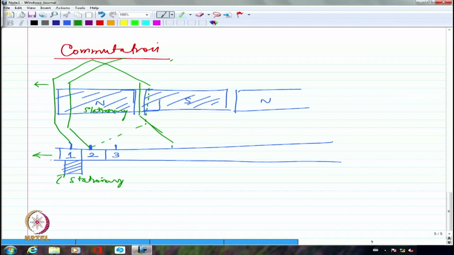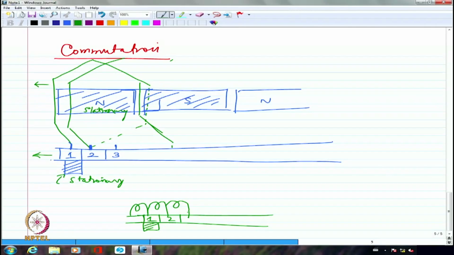Fine. Now, rather than showing the diagram like this, I can just show 1 here, 2 here, and I can show a brush here. Maybe there is one more commutator segment here. So I'm going to have maybe one winding like this, one more winding like this, and one more winding like this. This is how it goes. So I'm just showing the winding in a compressed form rather than showing the entire length and so on and so forth. So this is how the windings are represented.